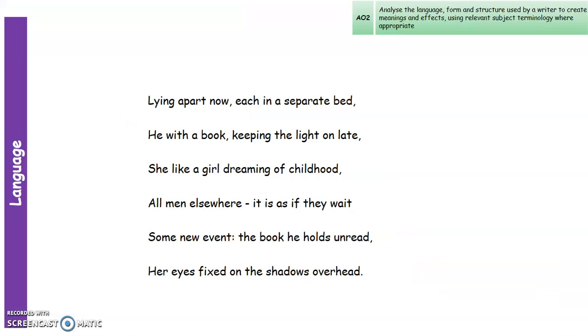We're now going to look at the language choices. If we look at these particular words, apart, separate, and elsewhere, this shows the gulf, the gap between the couple. So these words have deliberately been picked by the poet to show the separation between her parents.